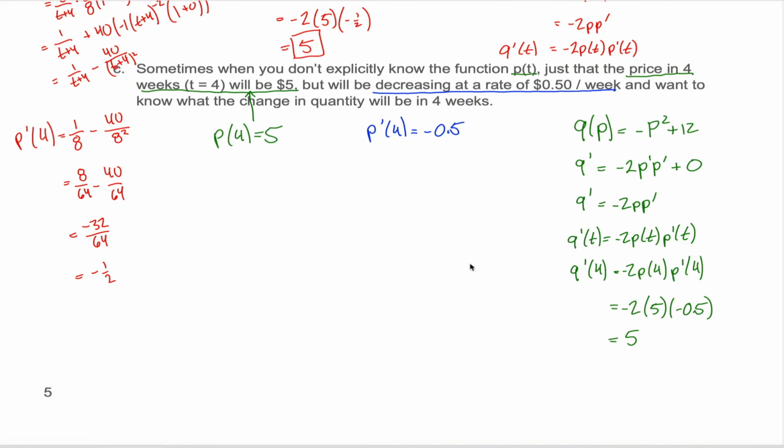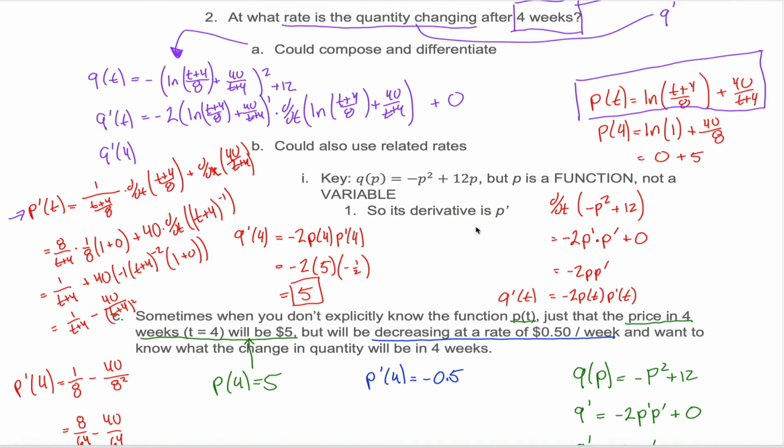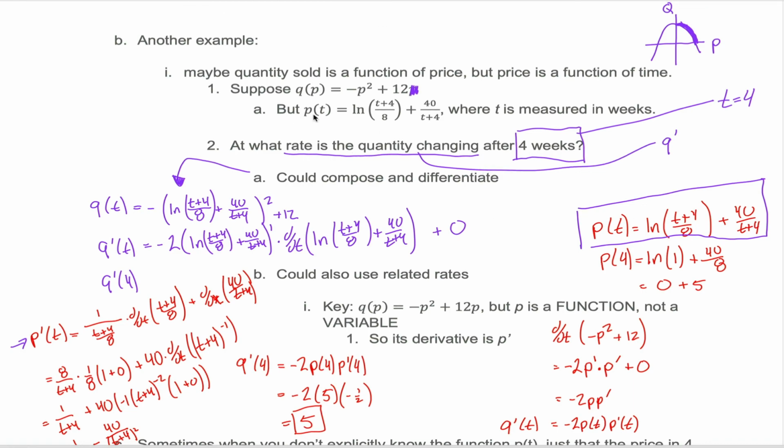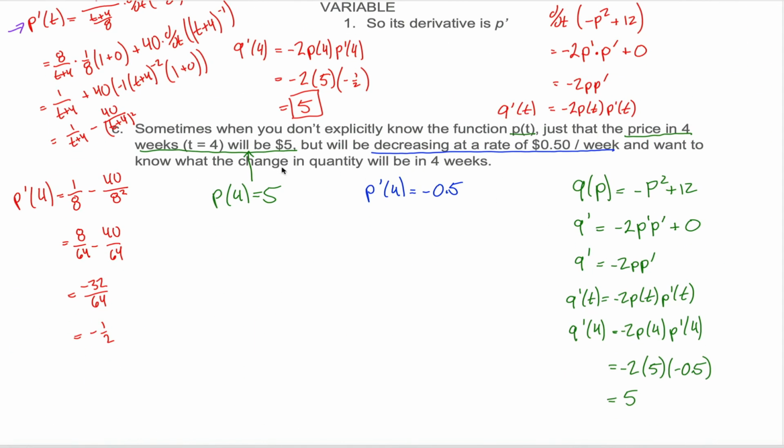This second example is a little bit more common with related rates. Often you don't know the underlying function, p in this case. You just know that p is a function and you're told some information about it, maybe p of 4 and p prime of 4. And with that information and the ability to take derivatives using related rates, you can get answers like this.